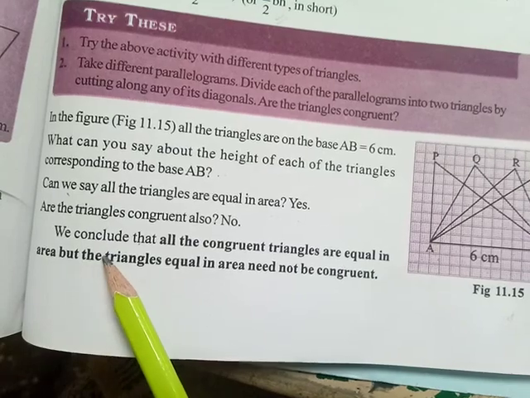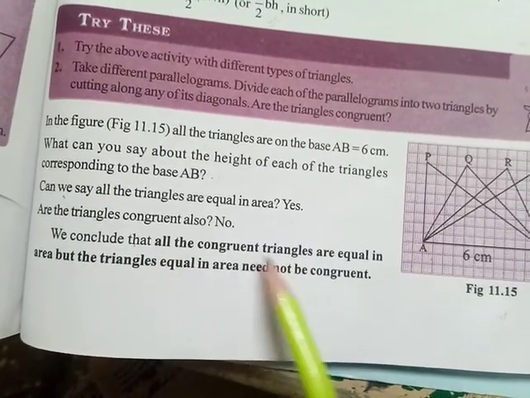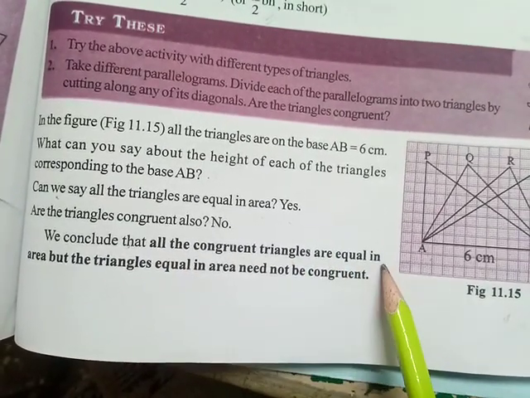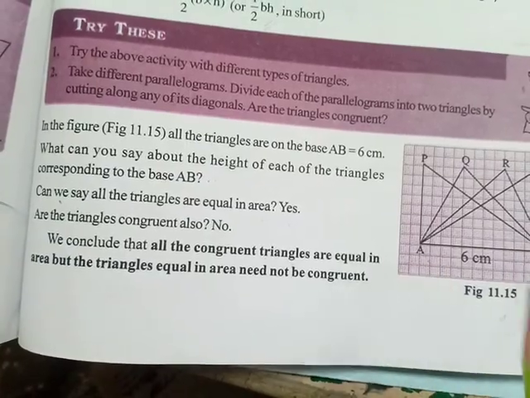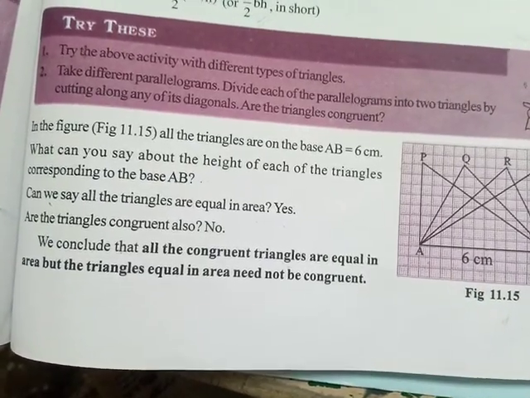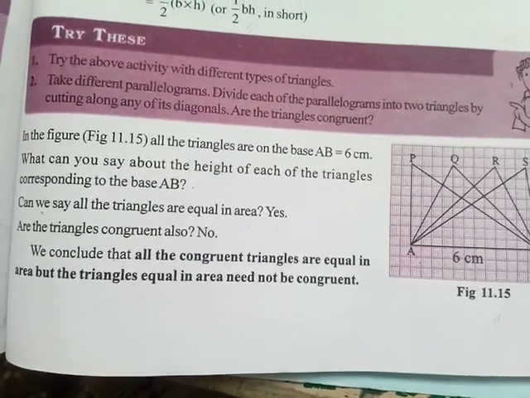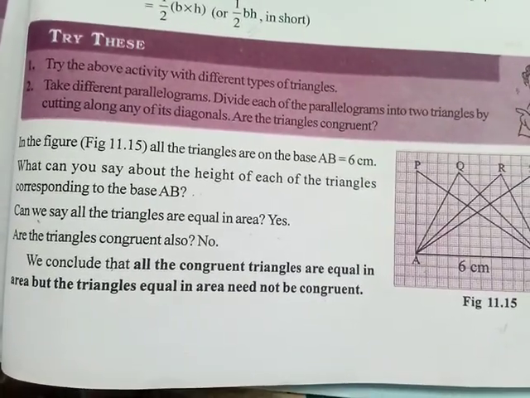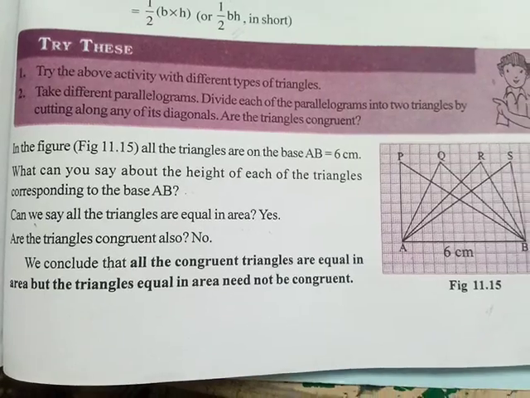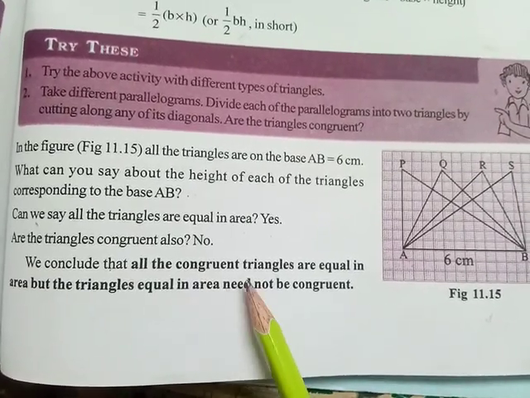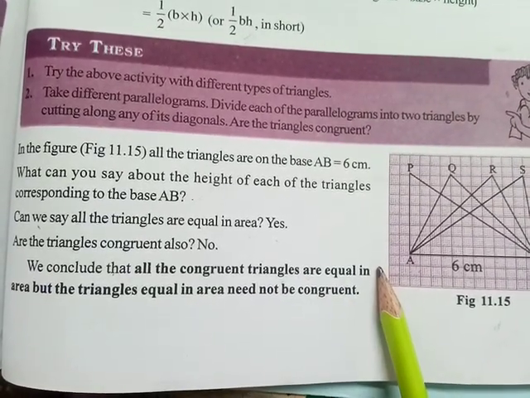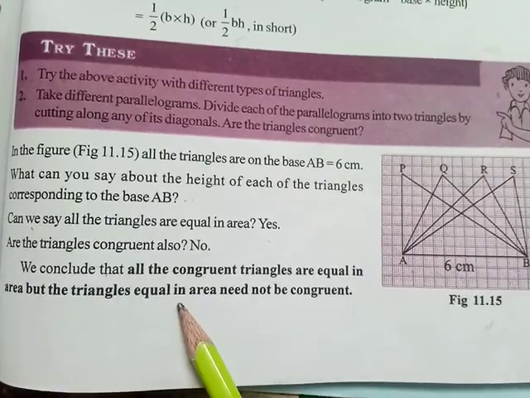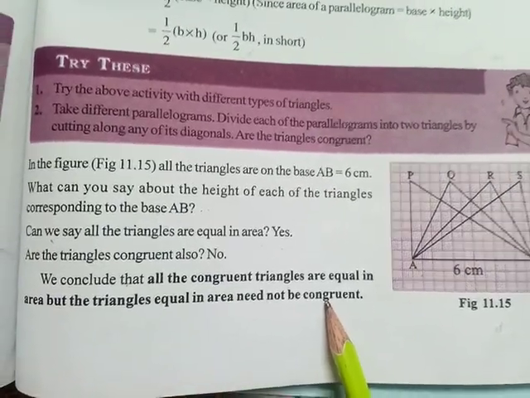So what we can conclude? All the congruent triangles are equal in area. But it is not necessary that if two triangles have same area means they are congruent. Why? Because it is not necessary that perimeters are also same. Okay, so that's why all the congruent triangles are equal in area, but the triangles equal in area need not be congruent. Okay, turn the page.